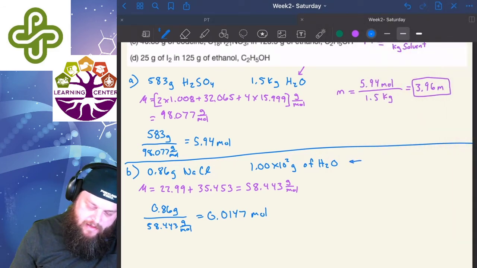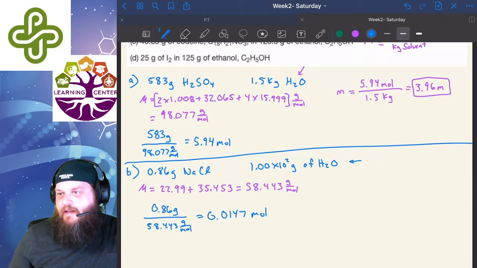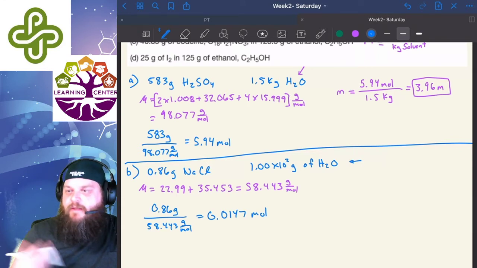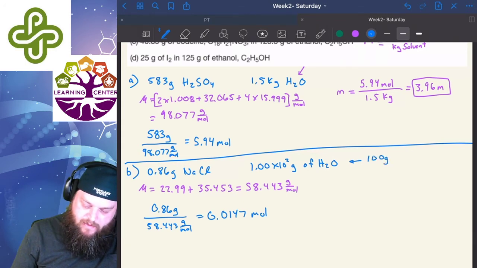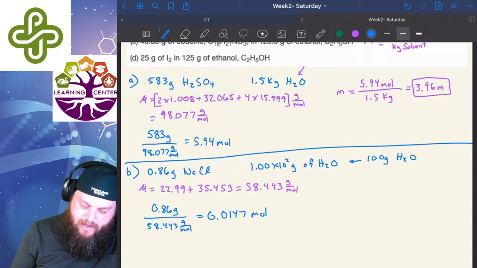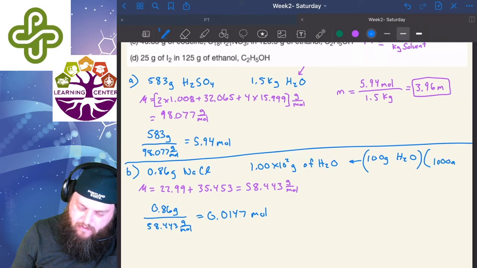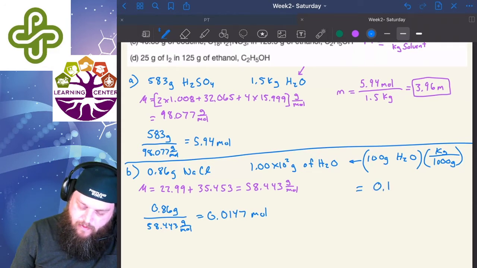So now we can look at our mass of water. They said 1 times 10 to the second power. That's really just multiplying 1 times 10, which is 10, times another 10, which is 100. So this is equal to 100 grams of H2O. We're going to convert that to kilograms. Well, I can say 100 grams times 1 kilogram per 1,000 grams. That's my conversion. So it's really 100 divided by 1,000, which is equal to 0.100 kilograms.